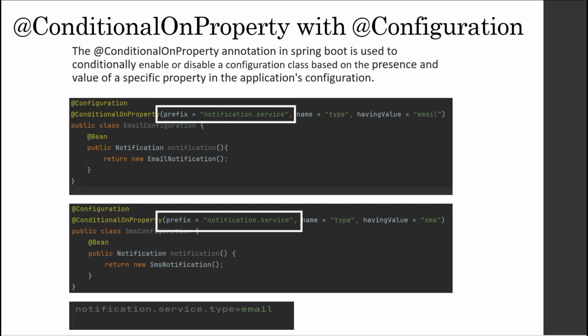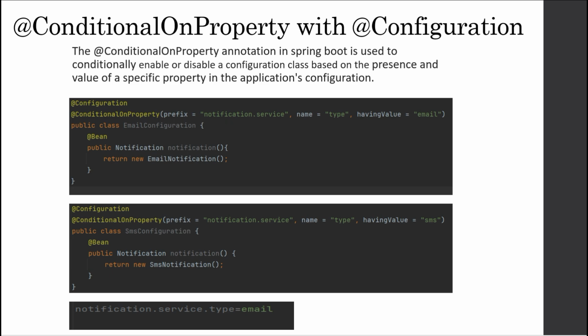In the prefix, we have provided the common string that would be used for all notification properties, using the name, we have defined the name of the property, and using the havingValue attribute, we are providing the expected value. On the EmailConfiguration, we can see that the havingValue is email, and on the SMSConfiguration, the havingValue is SMS. In the application.properties file, the value of the property is email.